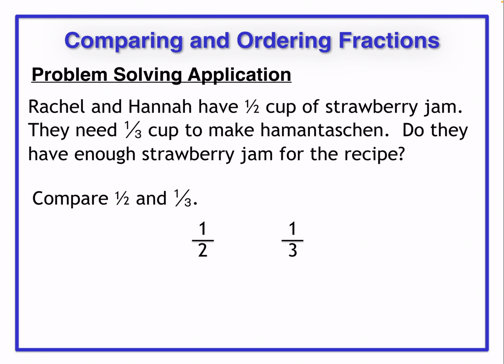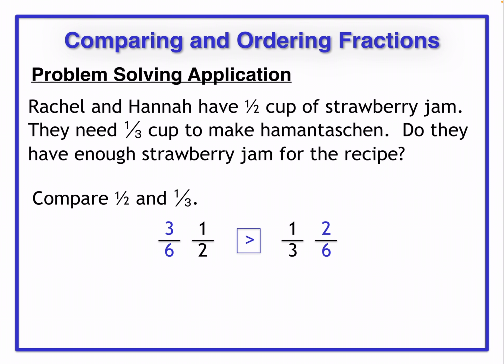So since we have different denominators, we have to find the same denominator. So we multiply 2 times 3, and the least common denominator will be 6. So that means 1/2 you multiply by 3, it will be 3/6, and 1/3 you multiply it by 2, so it will be 2/6.